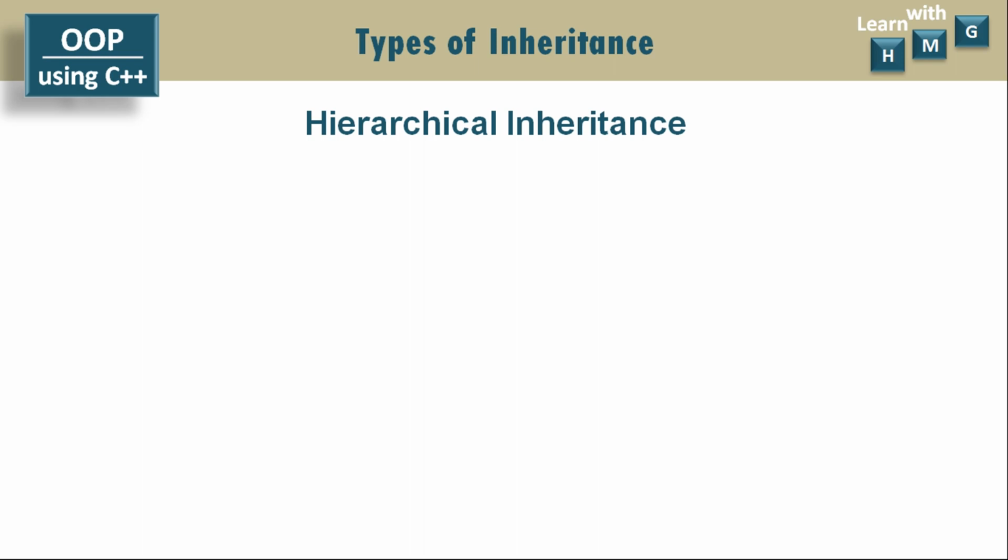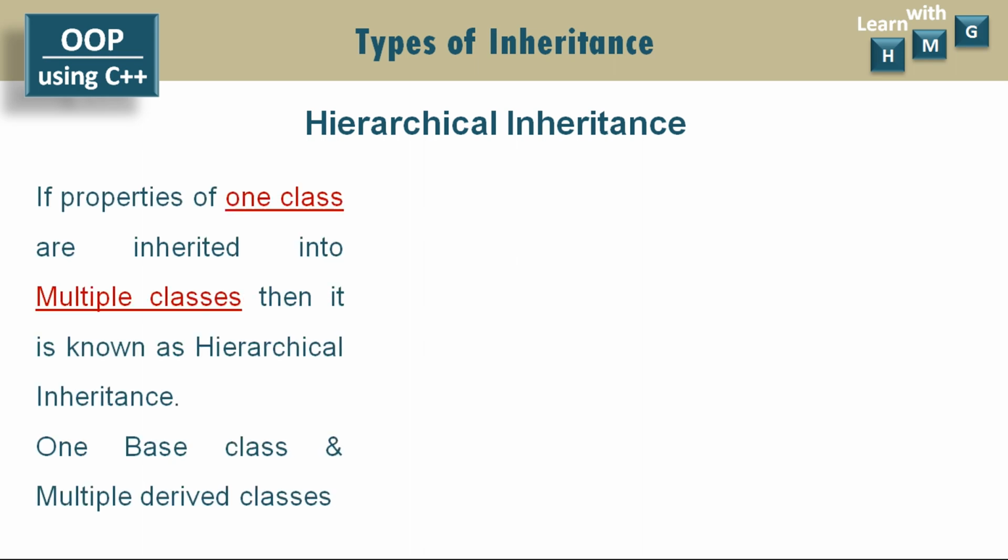Third type is hierarchical inheritance. What is hierarchical? There is a hierarchy of classes. That is, the properties of one class are inherited into multiple classes. Then it is known as hierarchical inheritance. So there will be one base class, and from this one base class multiple derived classes are created. And like this, the properties of one base class are inherited into multiple derived classes.